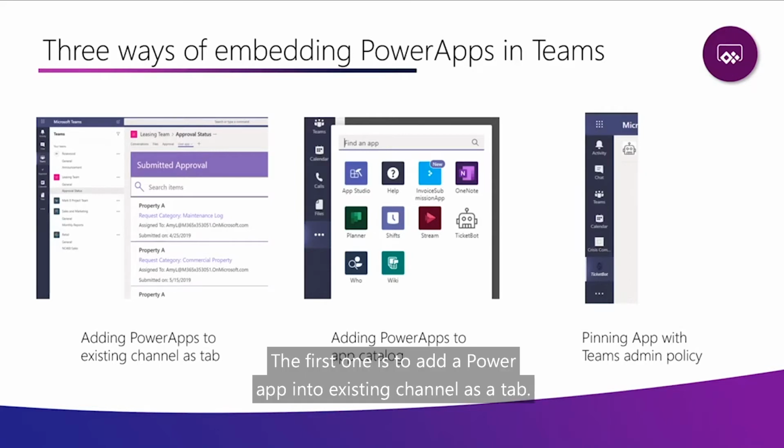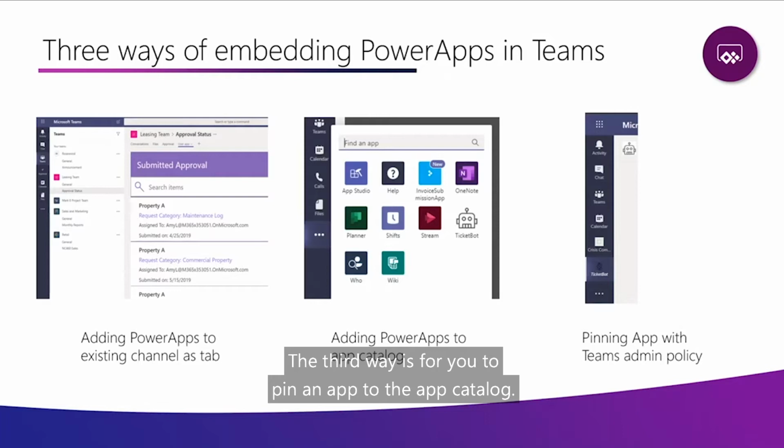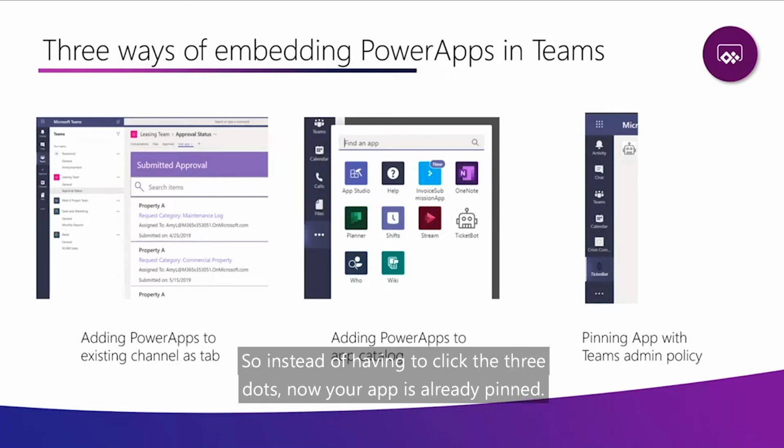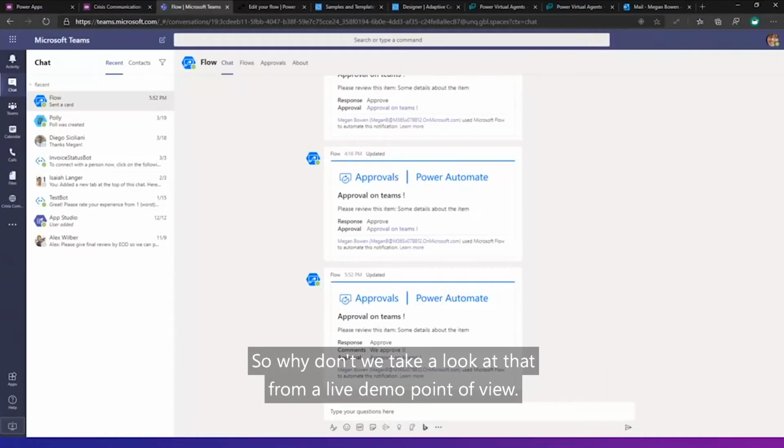The first one is to add a Power App into an existing channel as a tab. The second is to add the Power App into your app catalog. So people, when they click on the 3 dots on the access bar, they're able to find your app within the catalog. The third way is for you to pin an app to the app catalog. So instead of having to click the 3 dots, now your app is already pinned. You can also do this on a massive scale by setting Teams admin policies. So why don't we take a look at that from a live demo point of view.